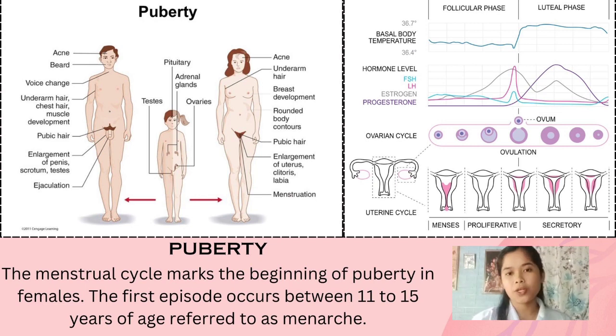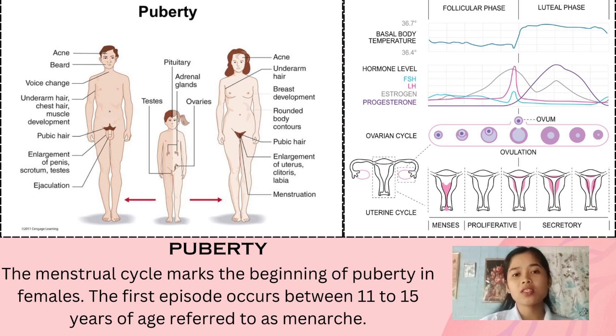It is puberty. The menstrual cycle marks the beginning of puberty in females. The first episode occurs between 11 to 15 years of age, referred to as menarche. So, puberty, as you can see in the picture, you can really see the changes in our body. Both male and female become sexually mature. Physical changes affect boys and girls differently. For girls, the first sign of puberty is usually the breasts. Even in elementary, we already notice the changes in our breasts.